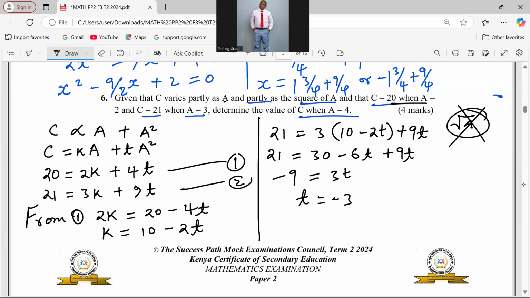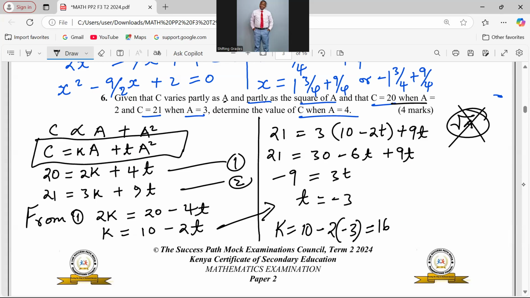If the value of T is negative 3, then the value of K can be gotten. The value of K will be 10 minus 2 into T, which is negative 3. So K becomes 10 minus 2 into negative 3. This gives us 16, because negative becomes positive. Now, with these two values of constants, the general equation at this point becomes C equals 16 times A, then negative 3, which is the value of T, times A squared. This is now the specific equation connecting C and A.